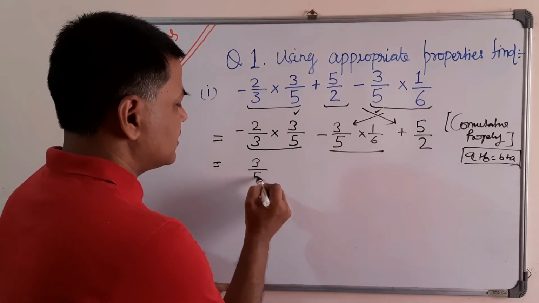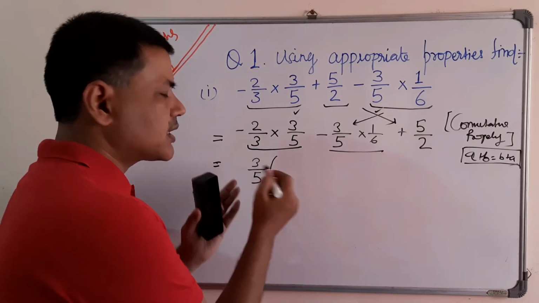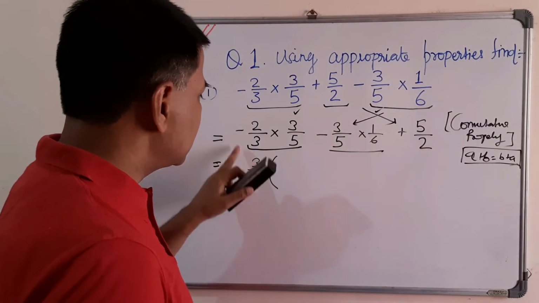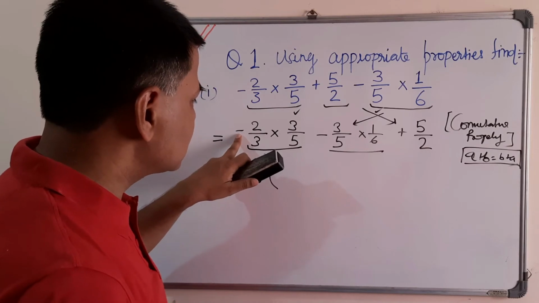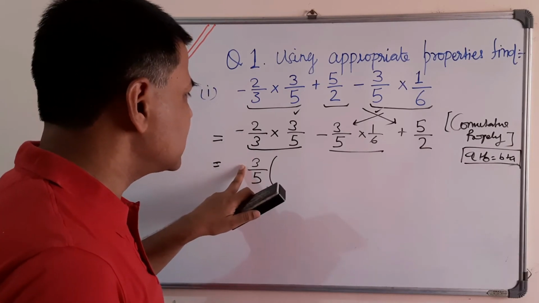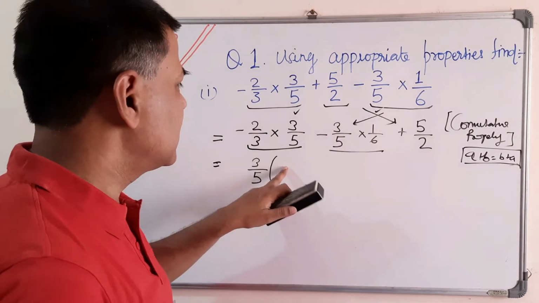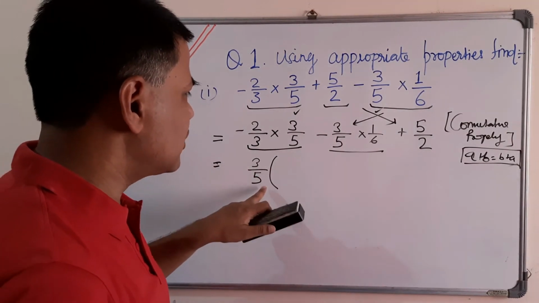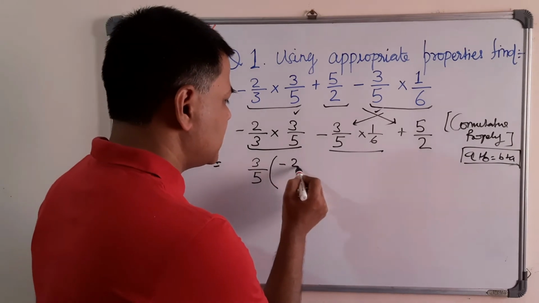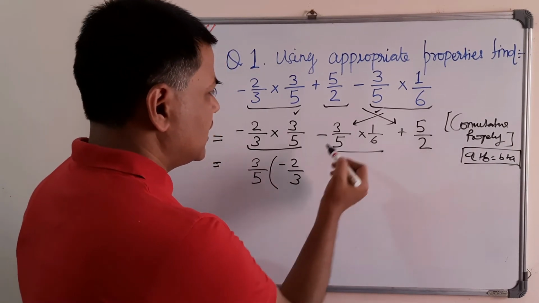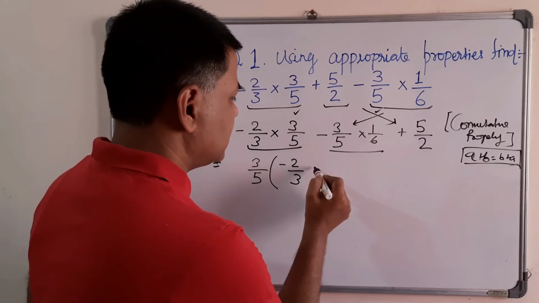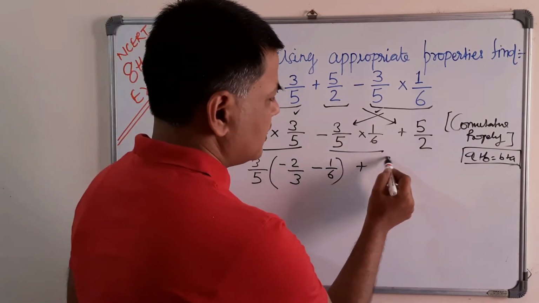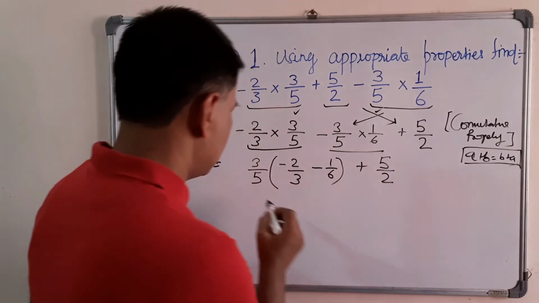Remember what sign you are taking as common here. We have the option, since this expression has minus also, that we can also take a minus here. In that case we have to write 2 by 3, but just to keep it simple, I am just taking 3 by 5 as common. So we have here minus 2 by 3, and 3 by 5 is common, so here again we have minus 1 by 6 and 5 by 2 as it is.